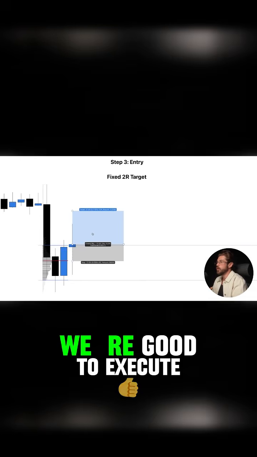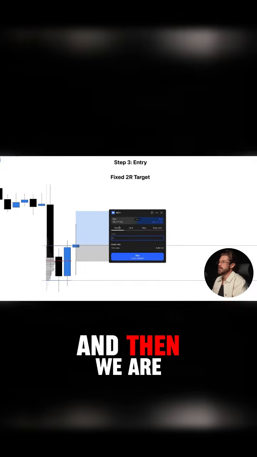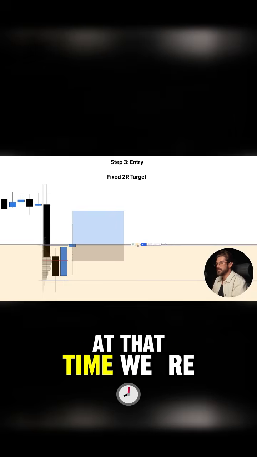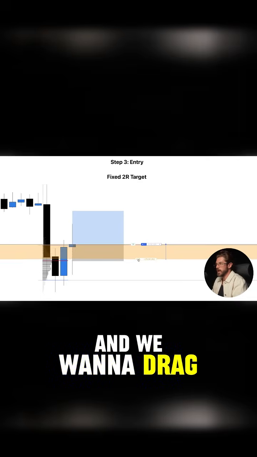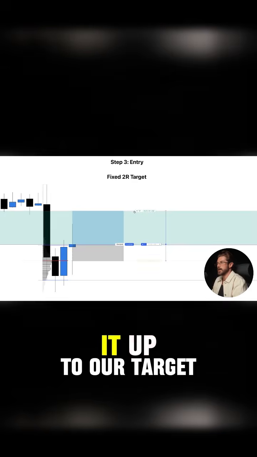After you've mapped out your entry, stop loss, and target, we're good to execute the trade. To do this, we're going to go up here to the top left, and we're going to click buy, and then we are going to just click market buy. At that time, we're going to take our stop loss and we want to drag it down to our stop loss level. And we want to take our target and drag it up to our target.